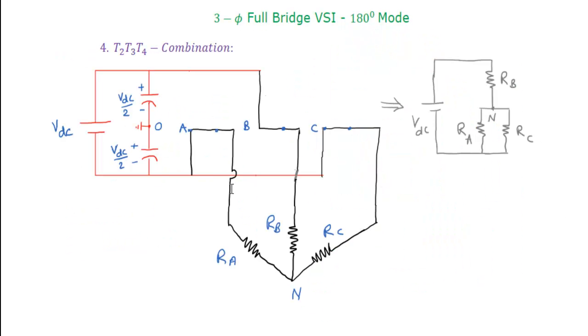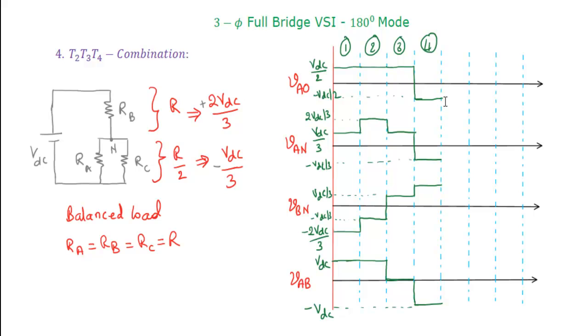Another important point is that thyristor T4 is connected here. Now that thyristor T4 is in conduction, this potential point and this potential point are the same. So if you are measuring the potential difference between A and O, this and this are the same, this is A. If you are measuring across AO, this potential difference is VDC by 2. But now A is connected to the negative terminal, that's why we are getting minus VDC by 2. So that's the 4th combination.